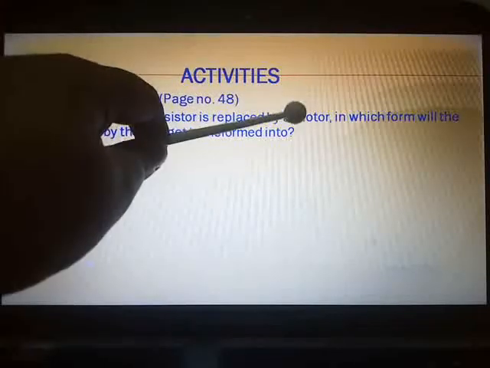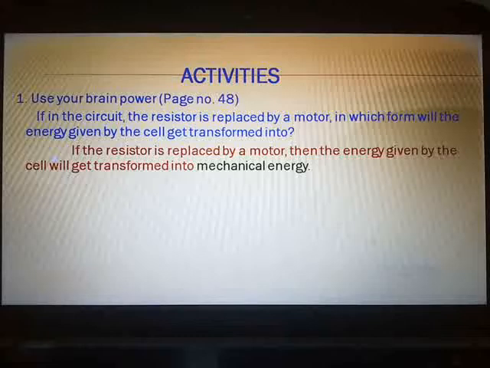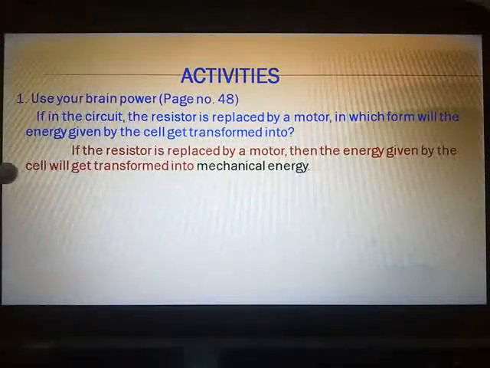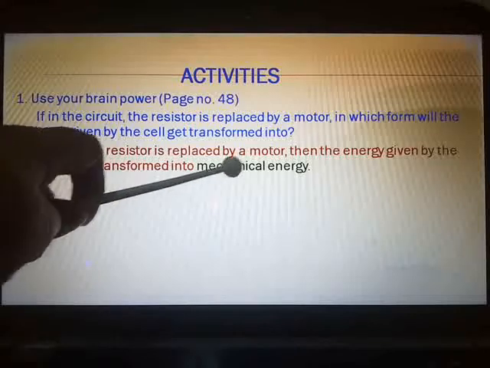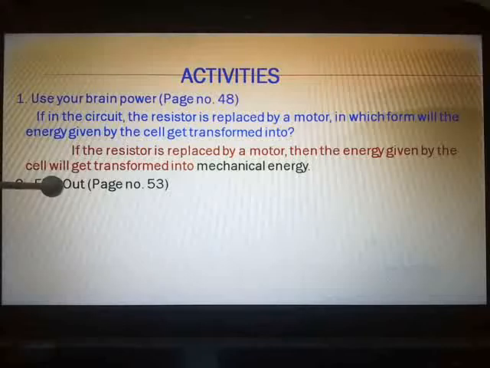Resistor, if it is replaced by a motor, and you know very well electric motor, mechanical energy. So the immediate answer is, if the resistor is replaced by a motor, the energy given by the cell will get transformed into mechanical energy. Very, very simple. Last activity to complete this chapter is find out. The name of the activity is find out. It is on page number 53.